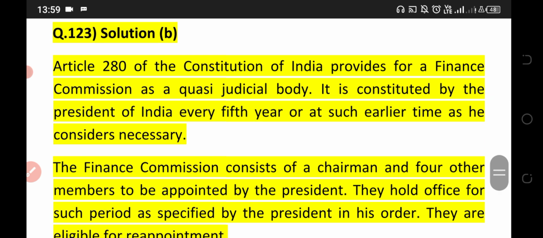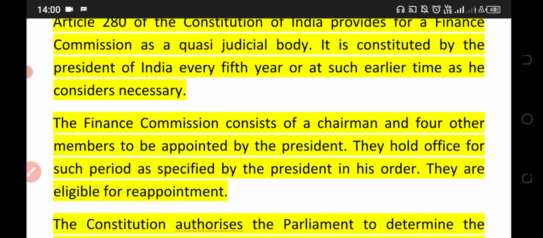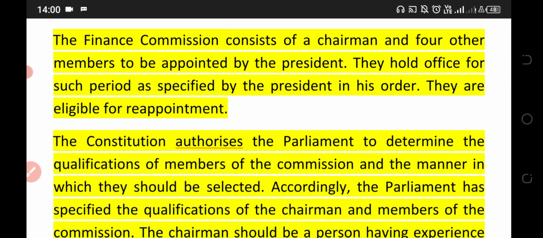Article 280 of the Constitution of India provides for a Finance Commission, a quasi-judicial body. It is constituted by the President of India every fifth year or at such earlier time as he considers necessary. The Finance Commission consists of a chairman and four other members to be appointed by the President. They hold office for such period as specified by the President in his order. They are eligible for reappointment.